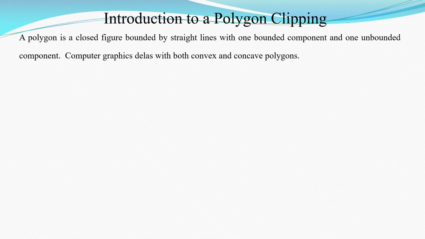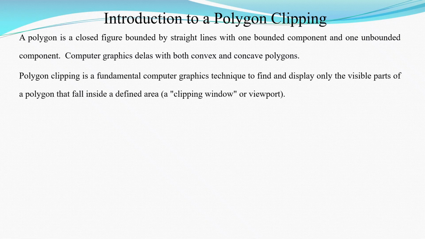A polygon is a closed figure bounded by straight lines, with one bounded component and one unbounded component. In computer graphics, both convex and concave polygons are used, and we have to clip the polygon's edges that come outside of the window. This video is based on polygon clipping. It's a fundamental computer graphics technique to find and display only the visible parts of a polygon that fall inside a defined area, that is, a clipping window or viewport.